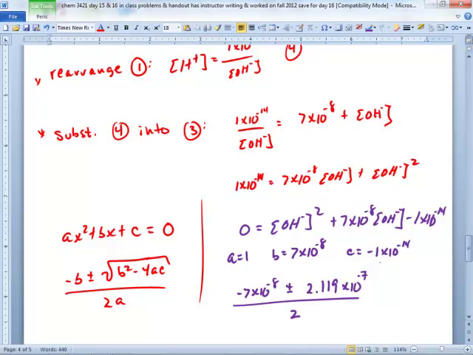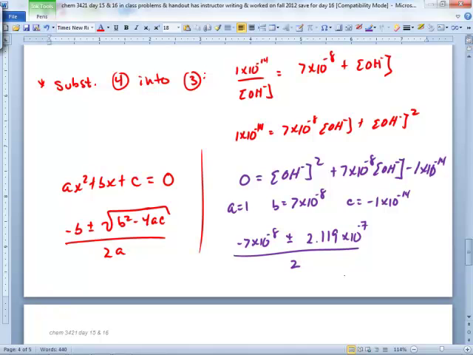7.095 times 10 to the negative 8. Okay, 7.095 times 10 to the negative 8. Did you get that? That's my OH. Did anybody else get that? I don't want to keep going because I may have screwed up. Anybody else get that?